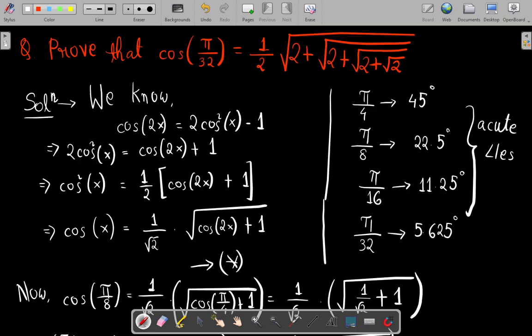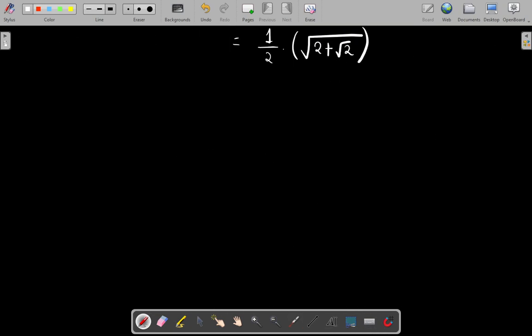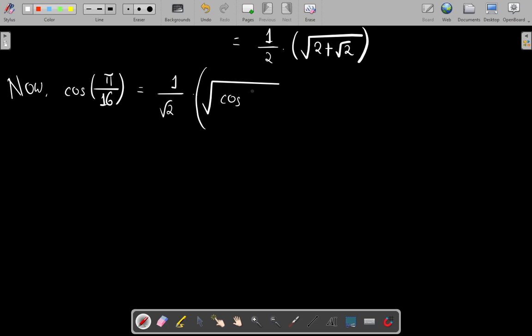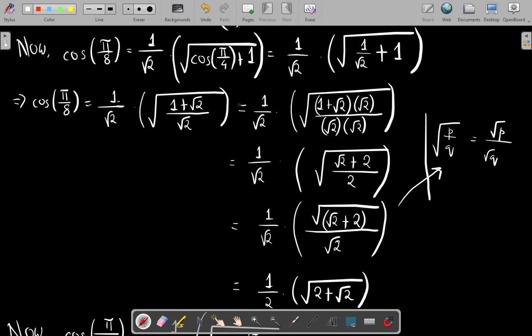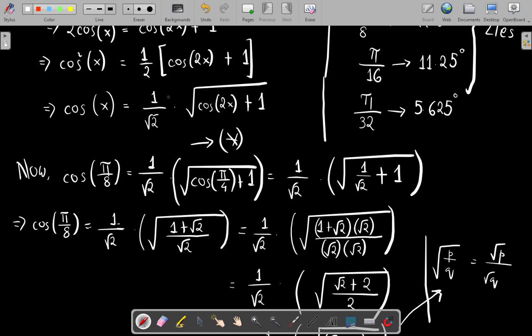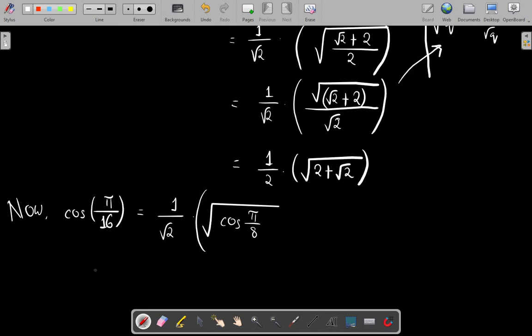Now we will find the value of cos pi upon 16. So cos pi upon 16 will be 1 upon root 2 times square root of cos pi upon 8 plus 1. The formula was cos x equal to 1 by root 2 times square root of cos twice x plus 1, and 2 times pi upon 16 is pi upon 8.